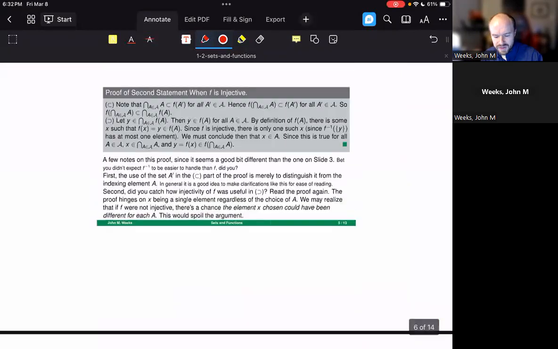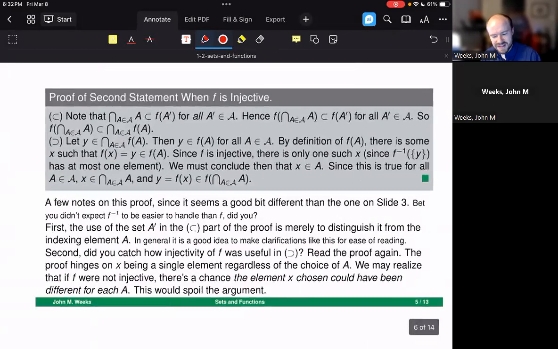So I'll do a little discussion of this down here, a few notes on this since it's a good bit different. First, notice how I'm using A prime sometimes rather than A when talking about a set. I do this especially in that first part. I'm using A prime, distinguishing it from the letter A. It would have been a good bit confusing if I had been using the letter A whenever I'm trying to talk about the set A, where A here is just an arbitrary element inside of my collection of sets.